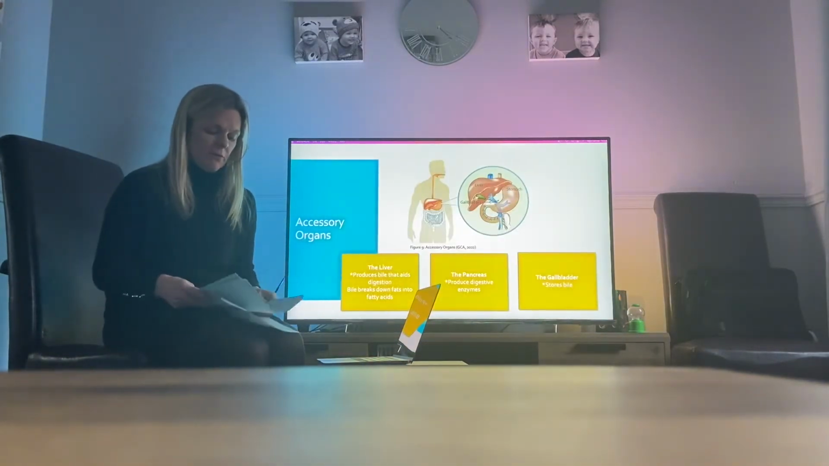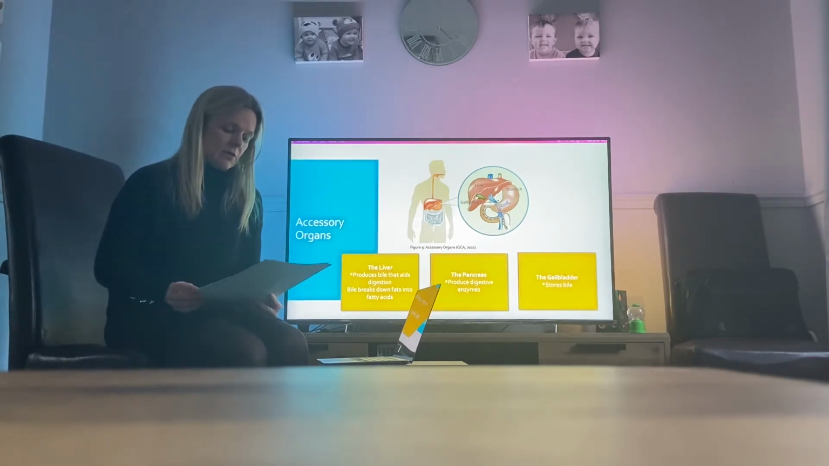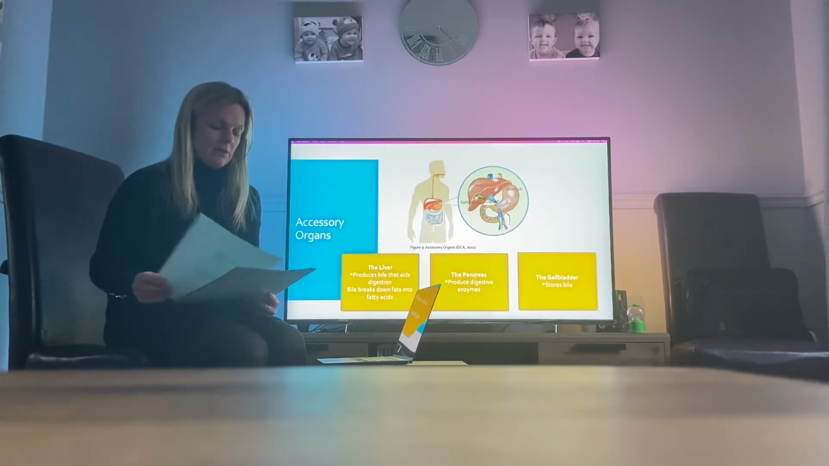As I mentioned before, the liver, pancreas and gallbladder are also all parts of the digestive system. These are called accessory organs because food doesn't travel through them. The liver produces bile, which is vital for digestion as it breaks down fats into fatty acids. The gallbladder stores the bile, and the pancreas produces other vital digestive enzymes.